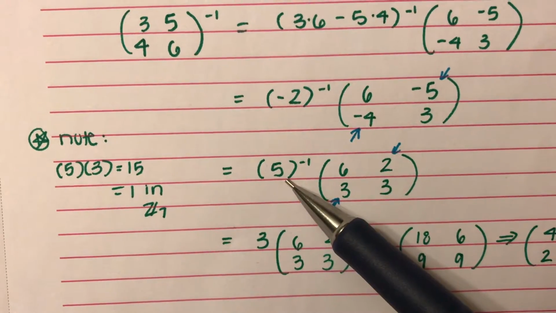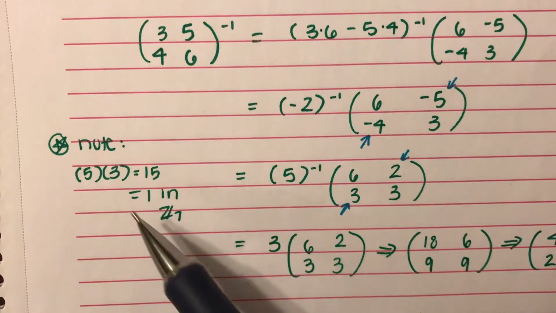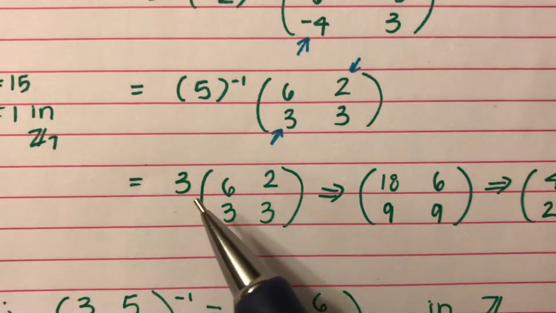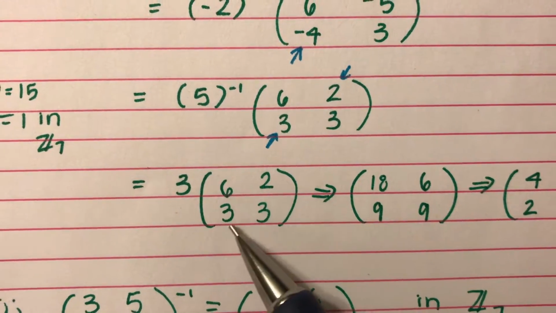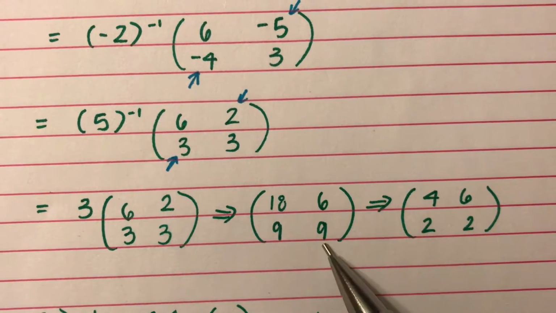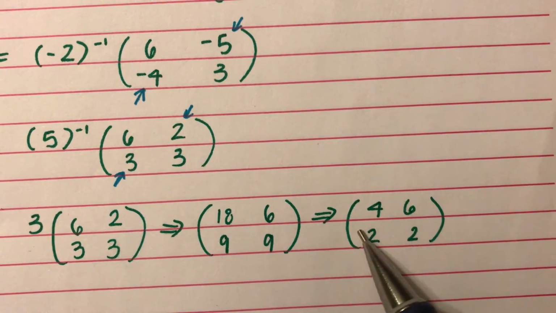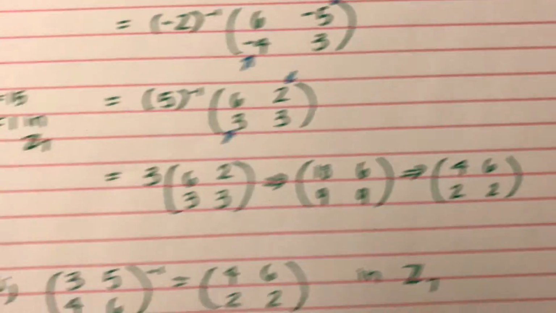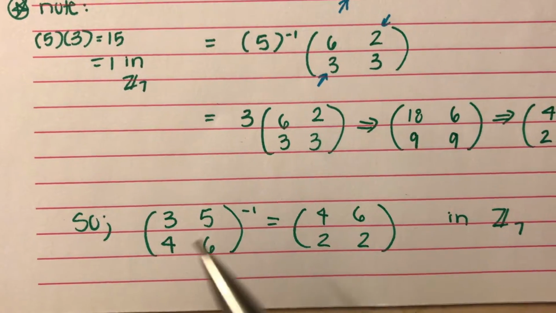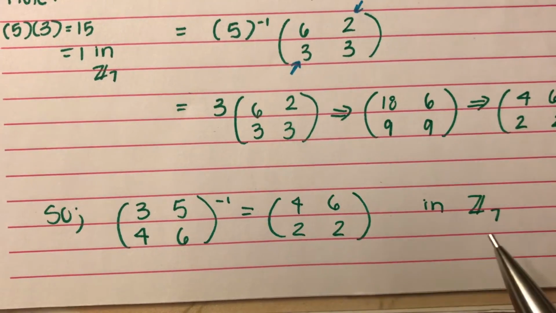The inverse of 5 in Z7 is 3, since 5 times 3 is 15, which is 1 in Z7. So now we're just taking 3 times the matrix [6, 2; 3, 3], and we end up getting [18, 6; 9, 9], which if we convert in Z7 gives us [4, 6; 2, 2]. So the final answer, finding the inverse of [3, 5; 4, 6], is [4, 6; 2, 2] in Z7.